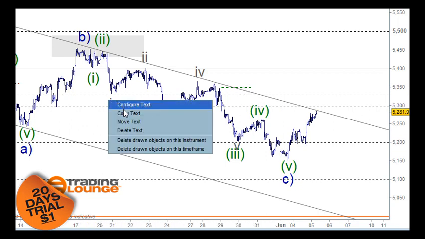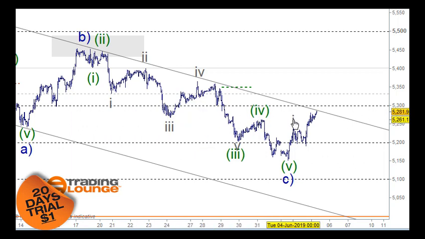So before this is secure as a probability here, we need to see these. We need to see 5 waves up here. This is what we need. We need to see these 5 waves.